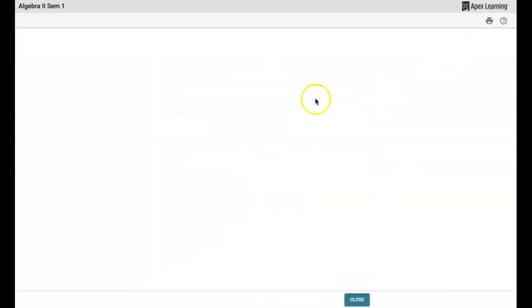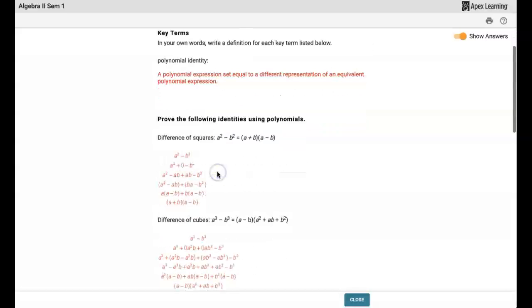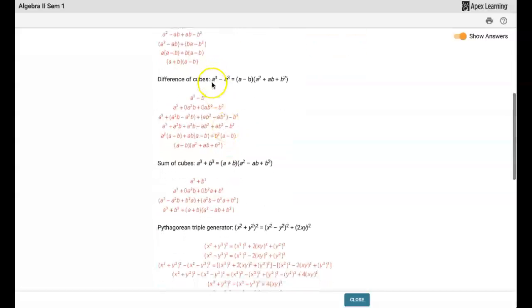All right, so then looking here at our study guide. Okay, again, the identity is an expression that is equal to, right? It's basically saying the same thing, but in a different form that might be more usable for us. So, for example, here, our difference of squares, if we have an expression that starts off like this, we could then change it into this new form in order for us to figure out different characteristics about that polynomial. All right, same thing, difference of cubes.